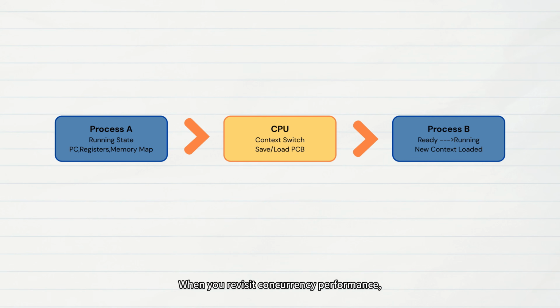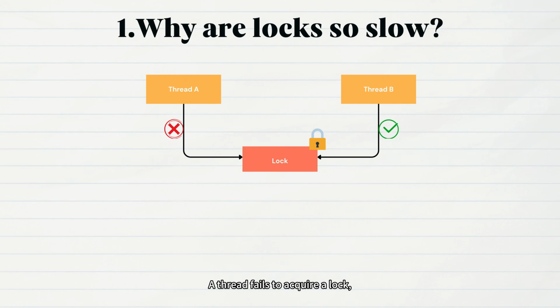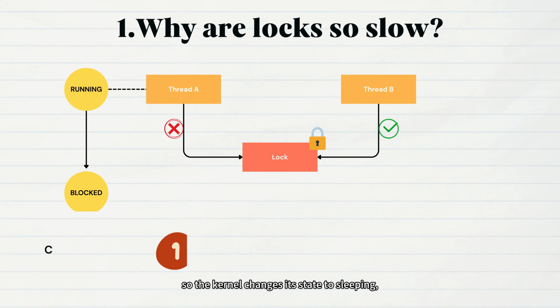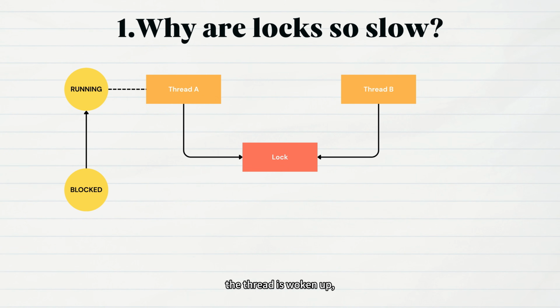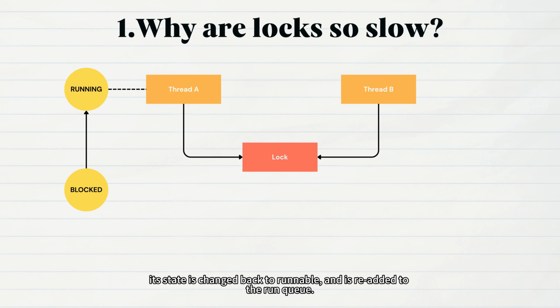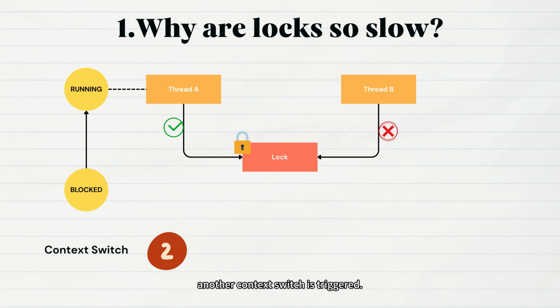Now, when you revisit concurrency performance, all the issues become crystal clear. Why are locks so slow? A thread fails to acquire a lock, so the kernel changes its state to sleeping, removes it from the run queue, triggering one context switch. When the lock is released, the thread is woken up, its state is changed back to runnable, and it's re-added to the run queue. When the scheduler selects it, another context switch is triggered.